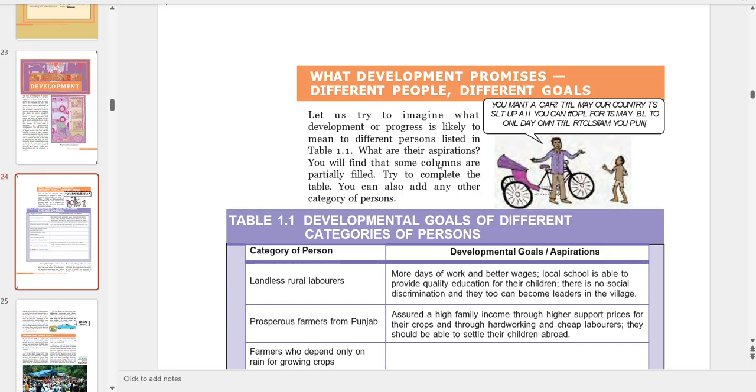so what are their aspirations? It is saying that aspiration means goals, dreams, right? Desires, hopes that people want to have in their future. So like a labourer may aspire to earn a higher income, a student may aspire to get a quality education, a businessperson may aspire to earn more profit. So these aspirations help us understand what development means to different people.